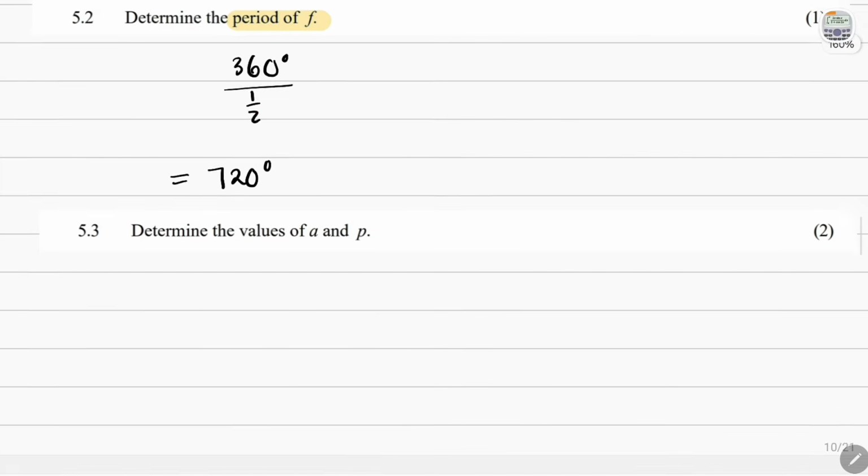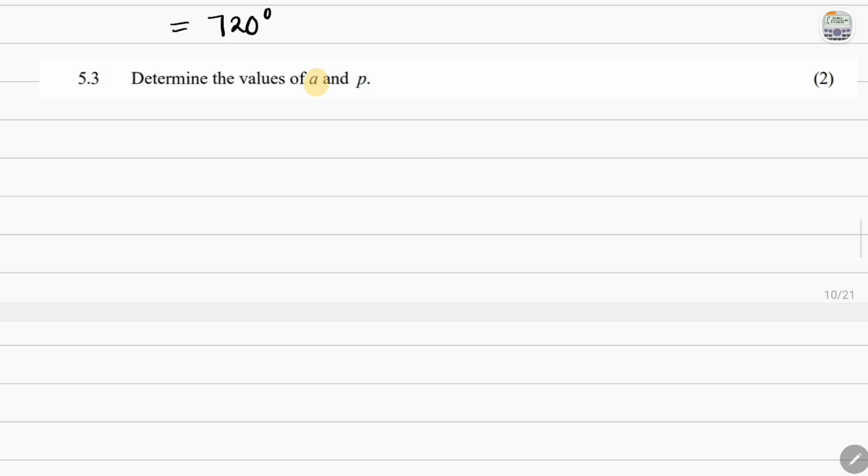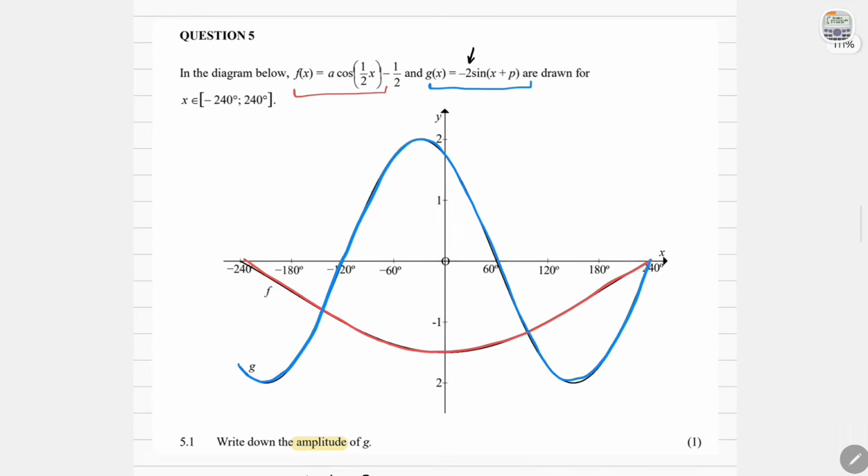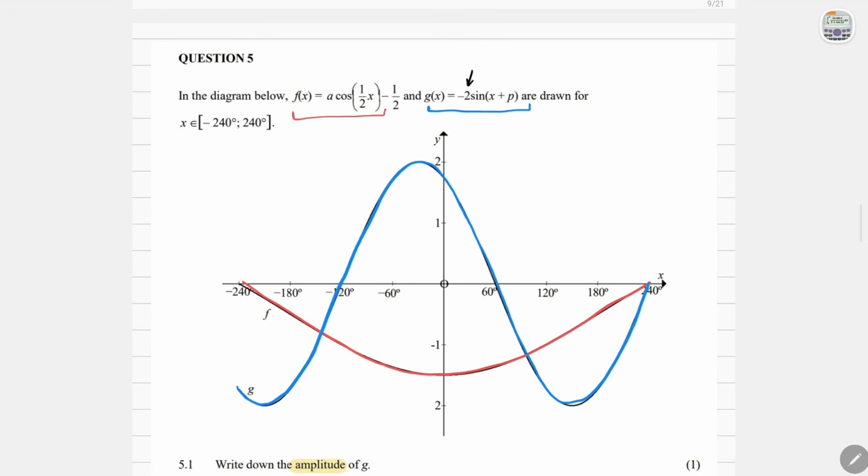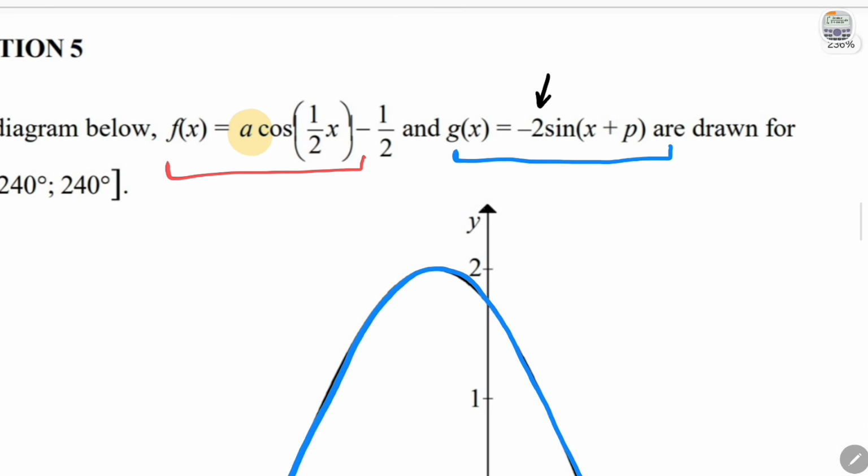Question 5.3 says, determine the values of A and P. Okay, so the values of A and P, that's in our graphs. Let's look at the graphs and just see what's going on. Let's start with the cos graph. So to determine the value of A, remember how that value also helps with the amplitude, the height of the graph from the midline. We see that we're working with the sine and cos graph, so we can actually find the amplitude. But with this graph, do you notice that it also has minus a half? Notice where that minus a half is.